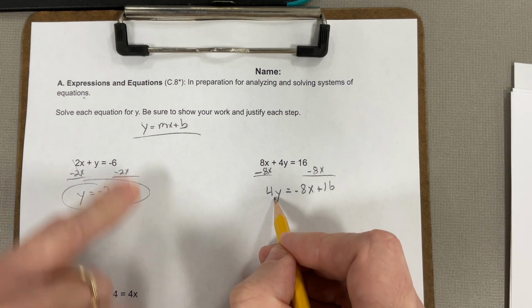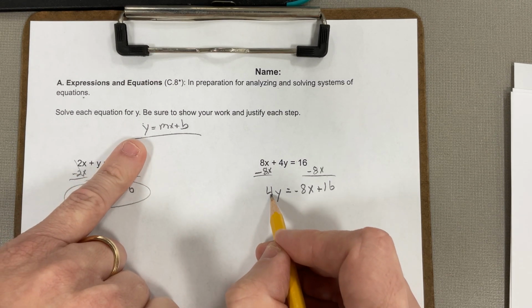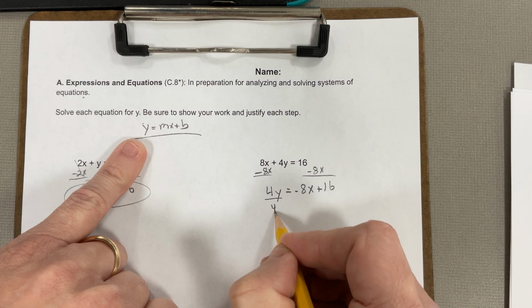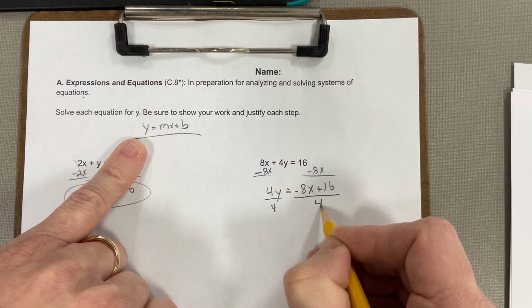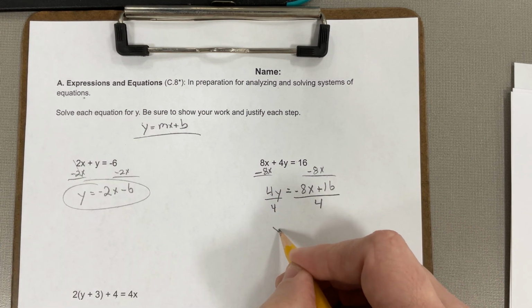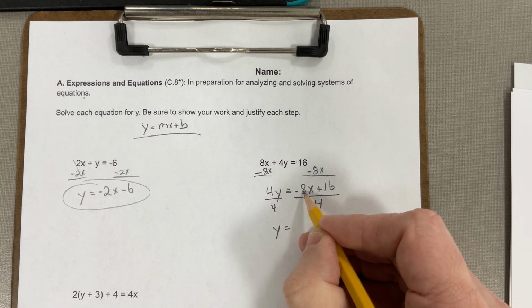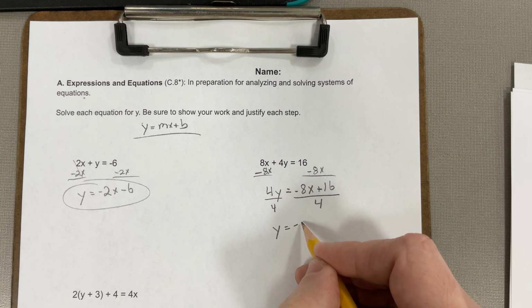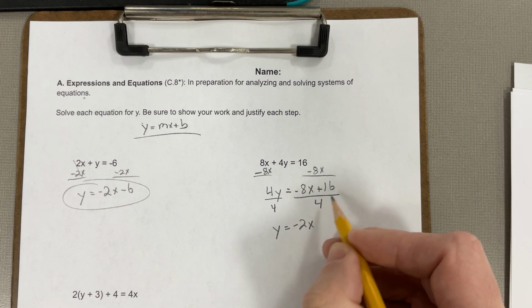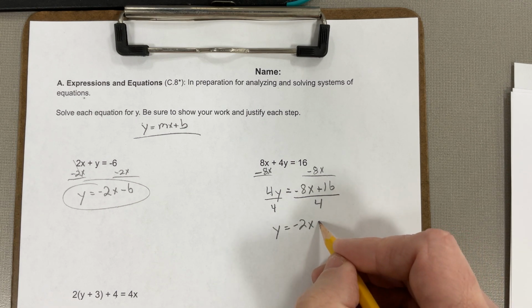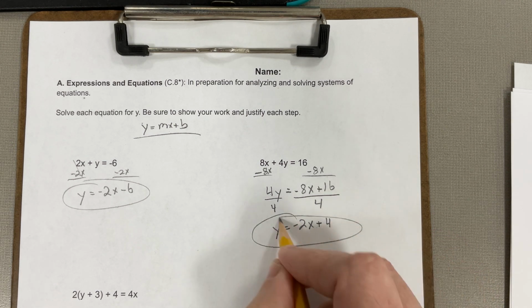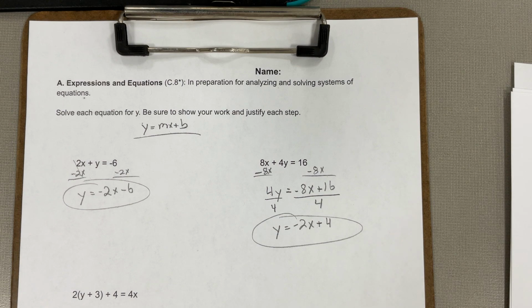Now we have to solve this for y, and this is 4y. So just like we've been doing all year, divide both sides by 4, and you get y equals, well, negative 8 divided by 4 is what? It's a negative 2. And 16 divided by 4 is what? You guys know what that is? Yep, it's 4. So here we're done with the second one.